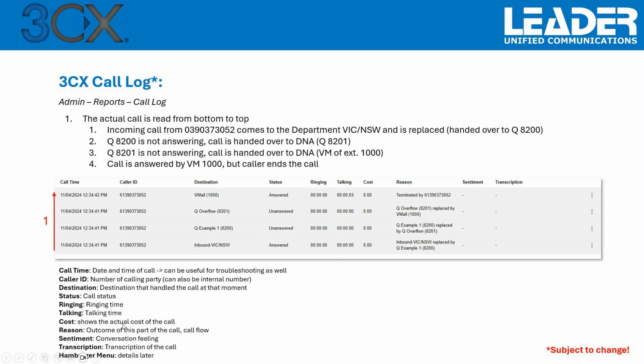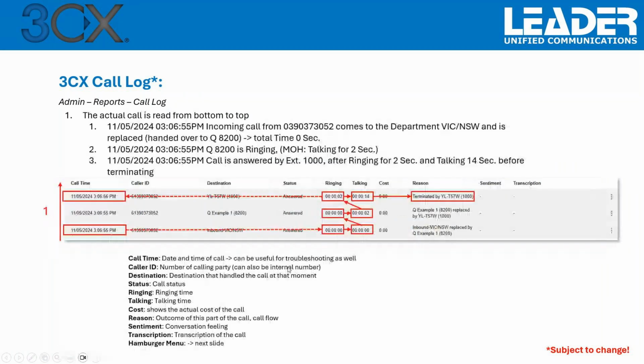When we would have a conversation, we would see the sentiment based on a scale from 0 to 100, or from 1 to 100. And then we could also have the transcription of the call. On the right side, we have the hamburger menu with further details that we look at a little bit further. Here we see again the whole call log.